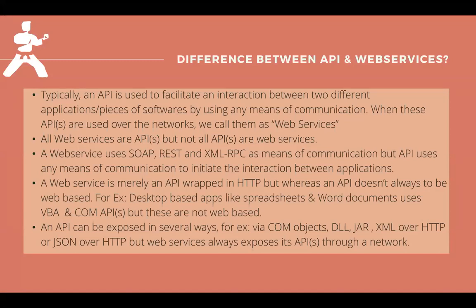So these are APIs, but these are not sitting on the web. They are local. They're still considered to be APIs. So that's what we are saying. Not all APIs are web services, but all web services are APIs. That is the main difference we should know. Now, if you look at the definition, an API is used to facilitate an interaction between two types of applications or software. So these APIs are again on the web, and that's why we call them web services.